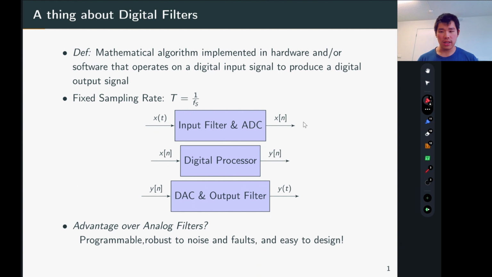And what's the advantage over analog filters? They are programmable. Like I said, they are just software. You can code it, and they are robust to noise and faults because, unlike analog filters, you are not prone to measurement errors, temperature variations, and manufacturing variations. That's a big one, and they're also easy to design.